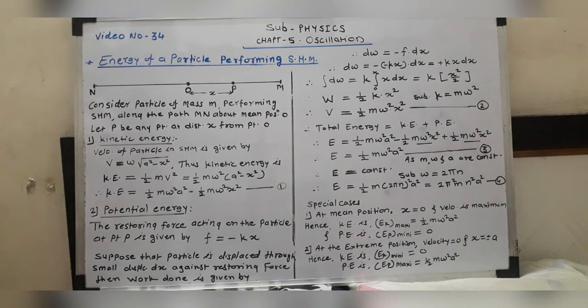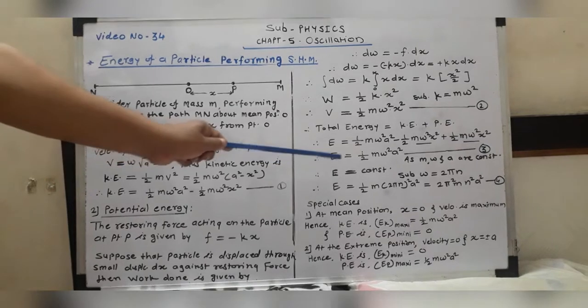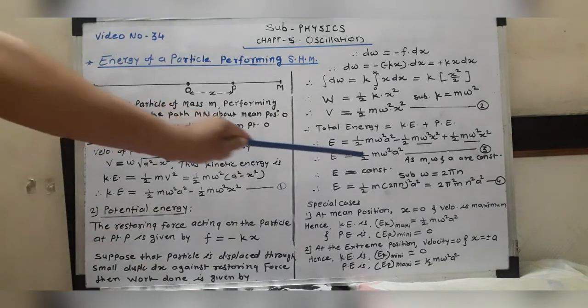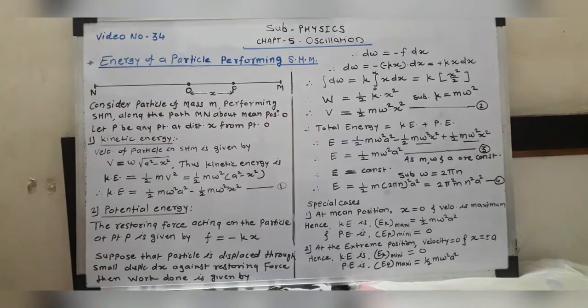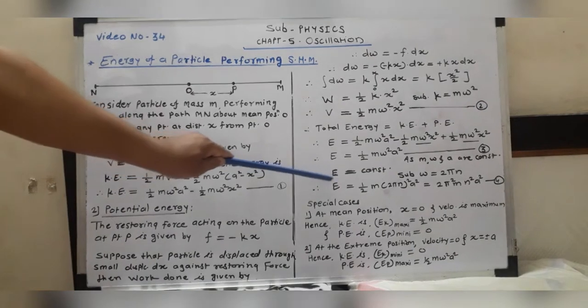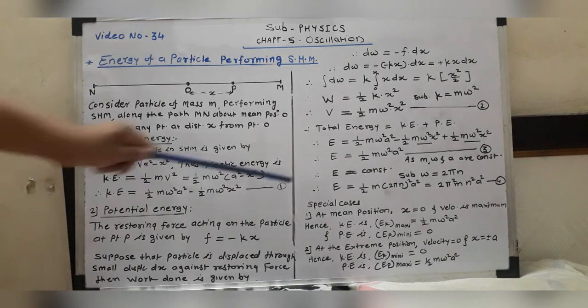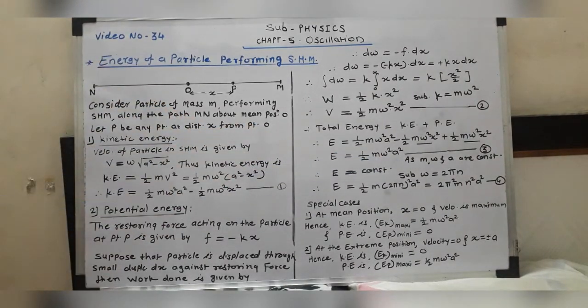Remember here, we have to first find the kinetic energy, then potential energy, and then total energy. Total energy is nothing but what? Sum of kinetic energy and potential energy. Then the total energy we have to obtain here, 1/2 m omega square a square. As m, omega and a, all these terms are constant, so E is equal to constant. That means the total energy of SHM is always conserved. Total energy of a particle performing SHM is always conserved. We have to show here.